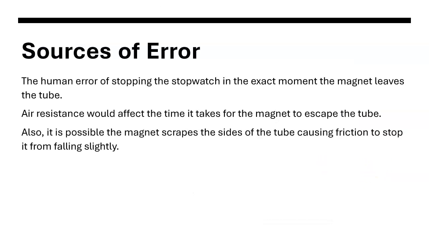Possible sources of error that could contribute to the discrepancies in our results could be the human error of stopping the stopwatch at the exact moment, as it's hard to do. The air resistance that we neglected did actually have an effect on the magnet falling through the tube, as well as a possible force of friction when the magnet scrapes on the side of the tube.